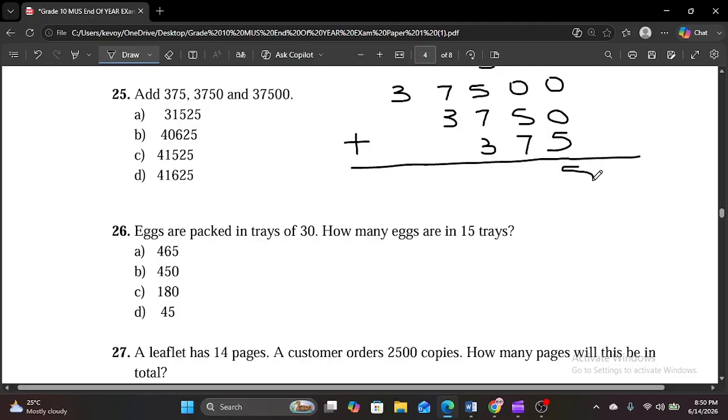All right, so 0 plus 5 is 5. All right, this is going to be 12. So you put down the 2, carry the 1 to be added. So 1 plus, so it's going to be 12, 13, 16. Carry the 1. So it's going to be 8. So it's going to be 11. Carry the 1 to be added. So 3 plus 1, that's going to be 4. All right, so that's going to be 41,625. All right, so that's going to be D.